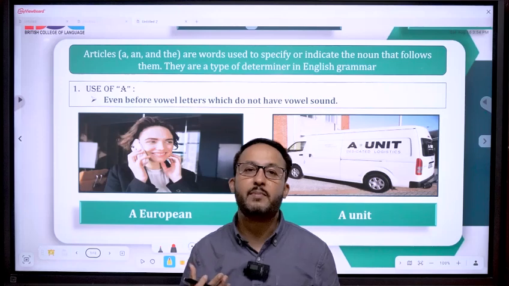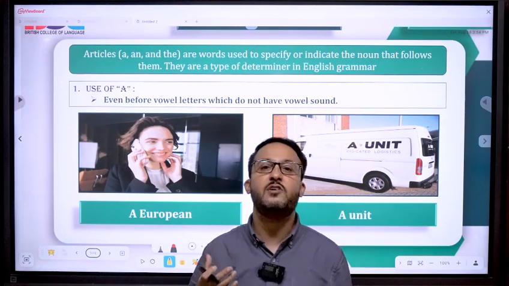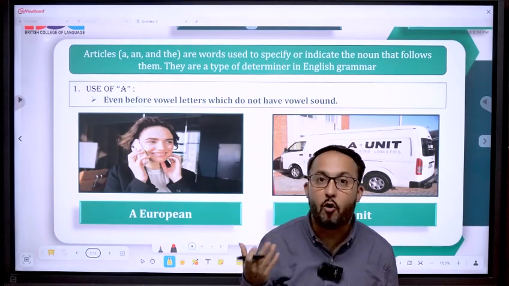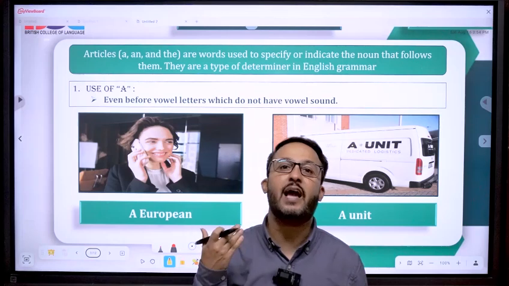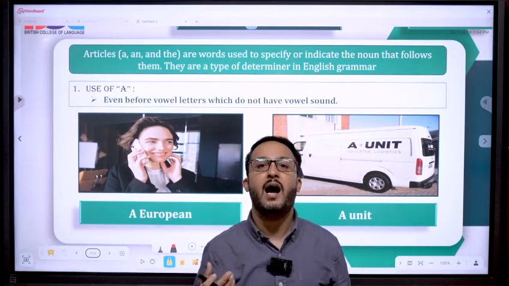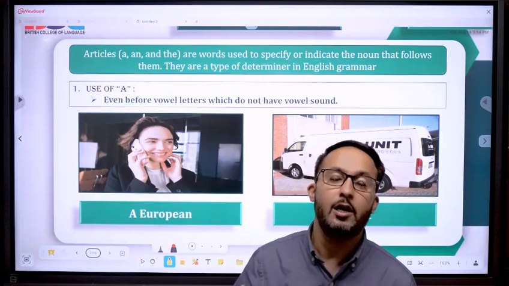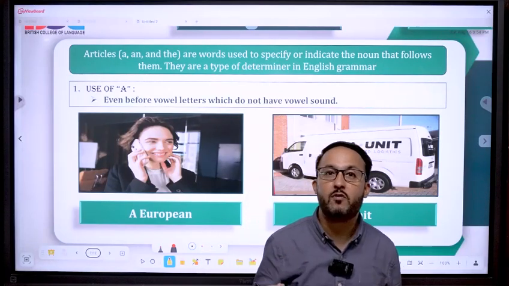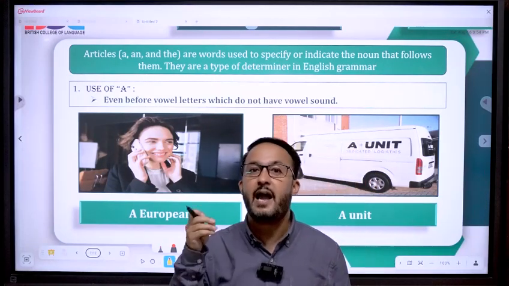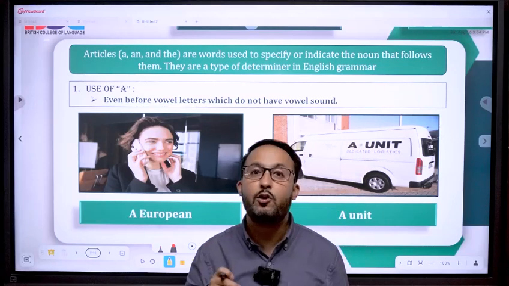But again, there are some cases in which even a word is starting from a vowel, but still we are not using "an" before that, we are using "a". And university is one of the cases. I gave you the example of university, though it's starting from u, which is a vowel, but still we are not using "an" over here, we are using "a university".